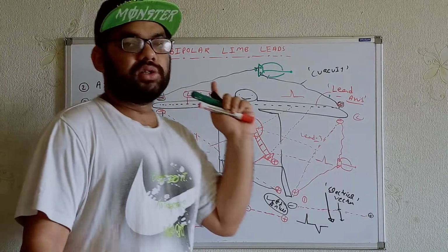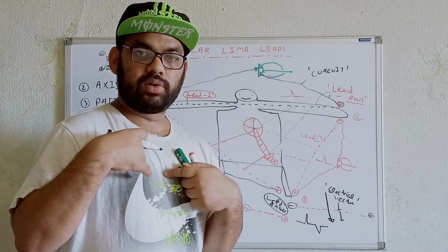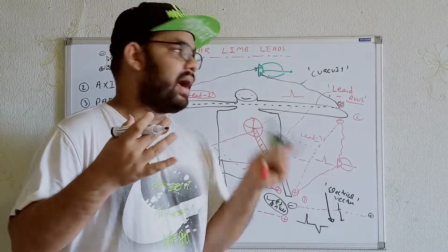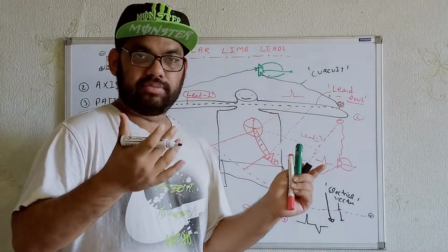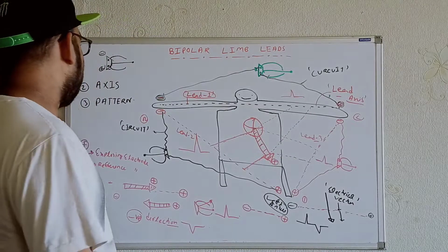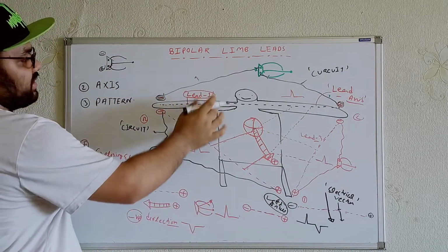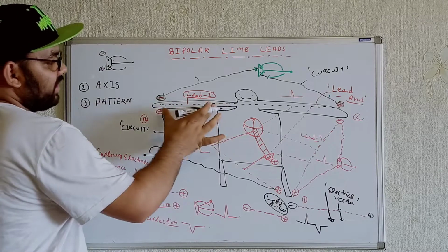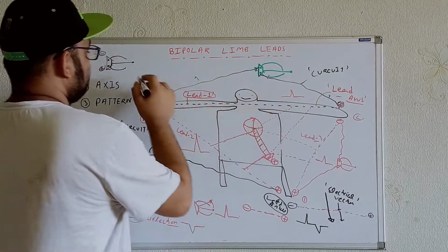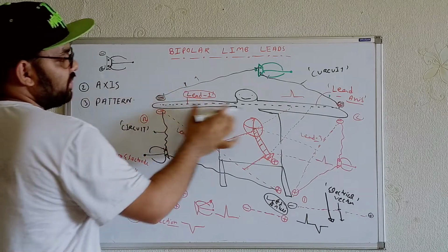Bipolar limb lead because we are getting two types of poles: the positive electrode and the negative electrode over here. And we are applying them within the limbs. That's the reason it is known as bipolar limb leads. I think you have already understood the circuit. This is the circuit of the lead. This will be the axis of the lead.